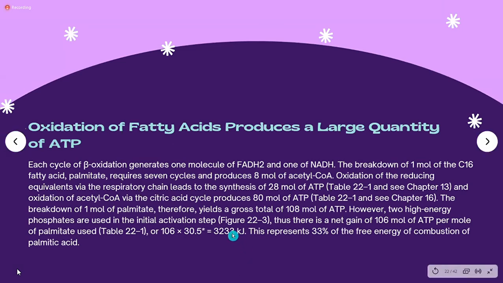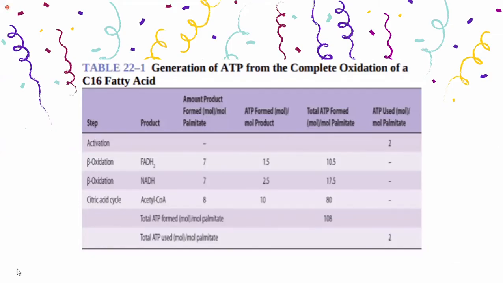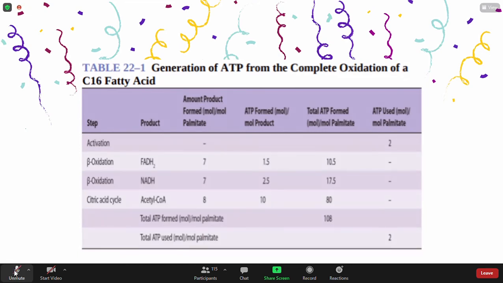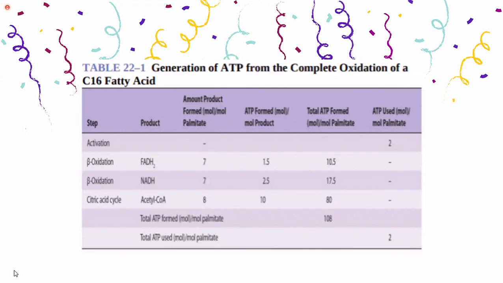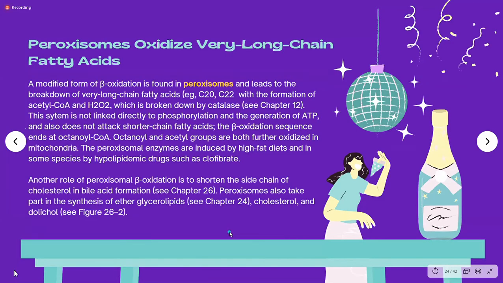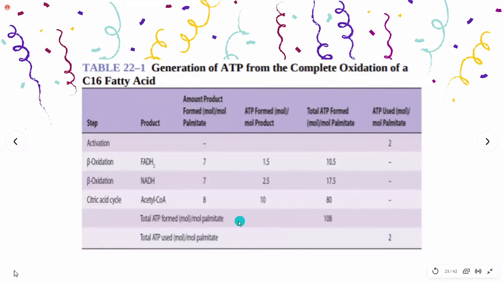Oh, their computation. Oh, that's it. So generation of ATP from complete oxidation of C16 fatty acid. What is C16 fatty acid? Palmitic acid. So there you are. ATP formed from palmitic acid, 108.